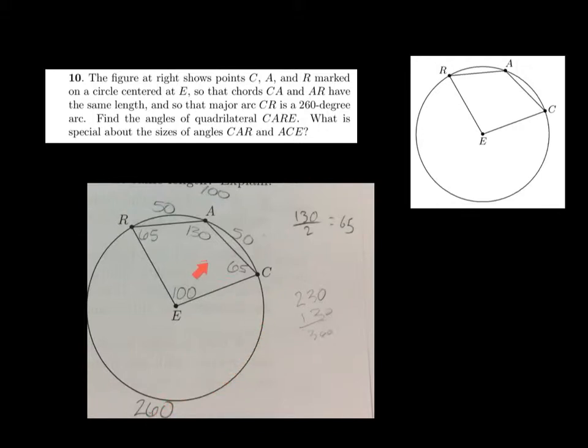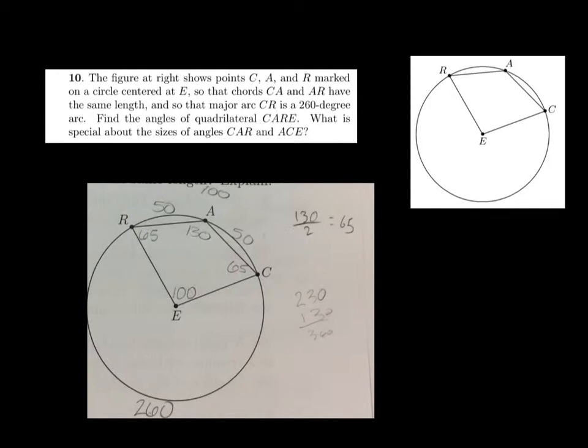260 divided by 2 is 130, and that's half of that. Why is that 130? Because it is half of this. Perfect. So that's half of the 260 across from it. That's an inscribed angle. And then where did the 65s come from? They were half of that. So half of the 130?